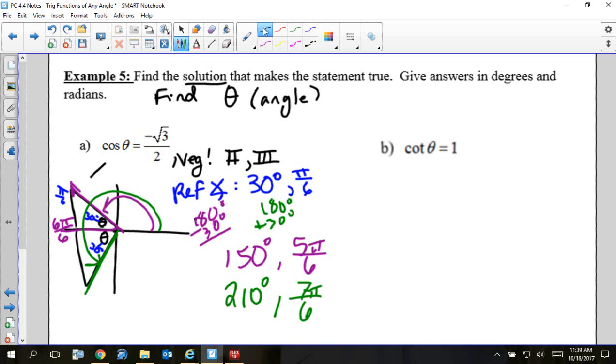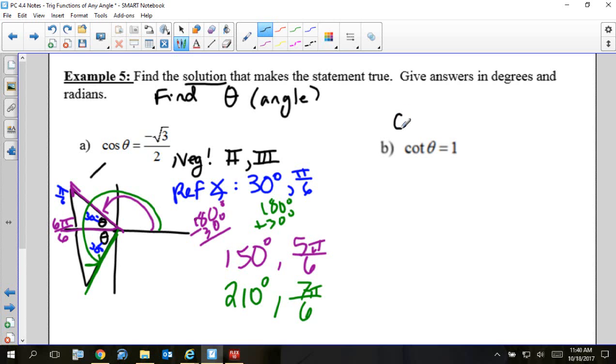Cotangent of theta equals 1. What do we know about cotangent? What is cotangent? Reciprocal of tangent. I've admitted this to you already: I don't have my cotangent, my cosecant, my secant values memorized. I have my sine, cosine, tangent values memorized. If you're in the same boat as me, I don't like to think about cotangent. I like to think about tangent. How do I make cotangent theta into tangent theta?